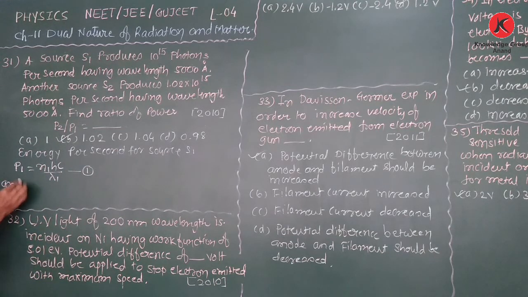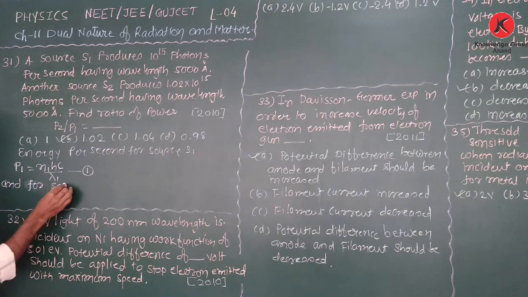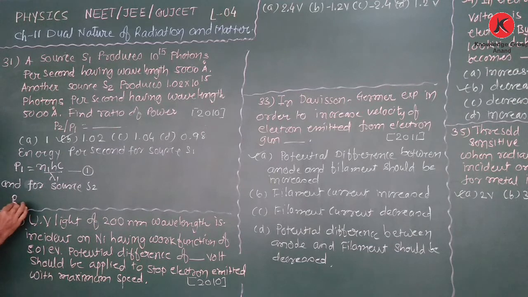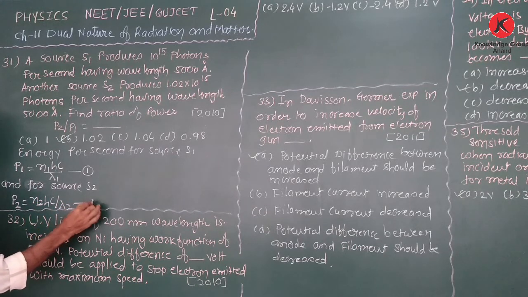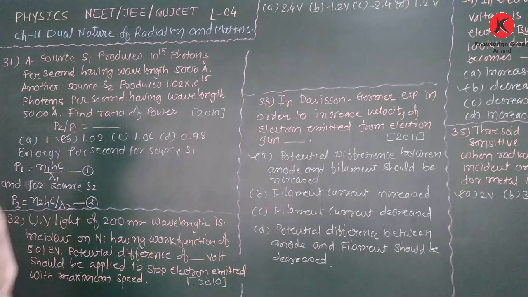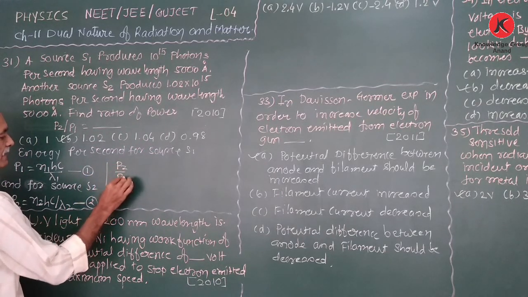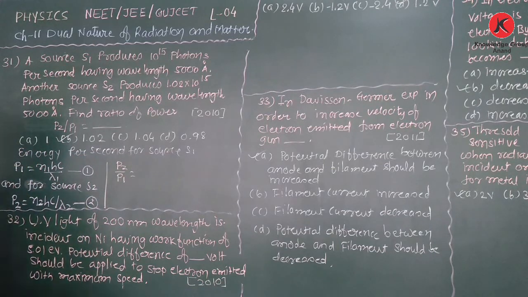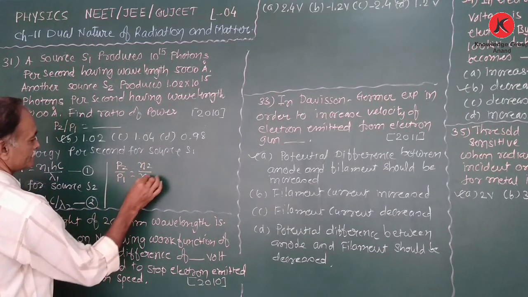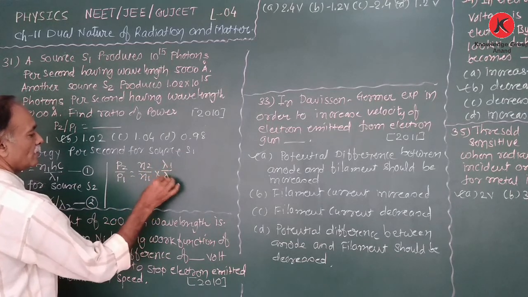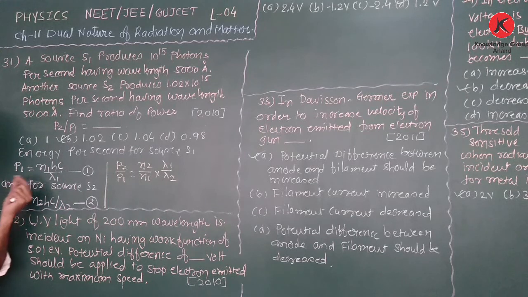And for the second source S2, power P2 is equal to N2 hc upon lambda 2. From these two equations, we take the ratio P2 upon P1, which is equal to N2 upon N1 into lambda 1 upon lambda 2, because here the power is inversely proportional to the wavelength and directly proportional to the number of photons.